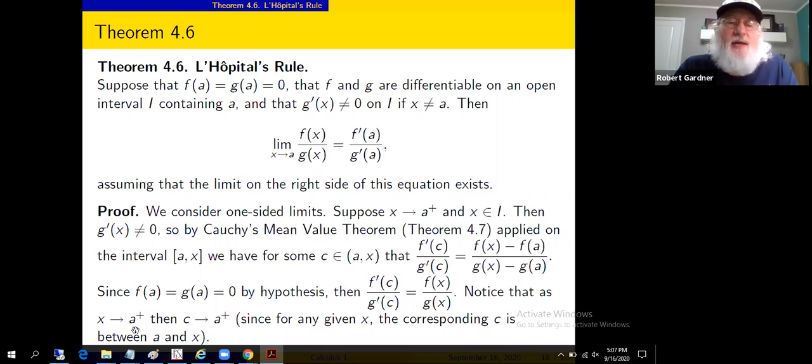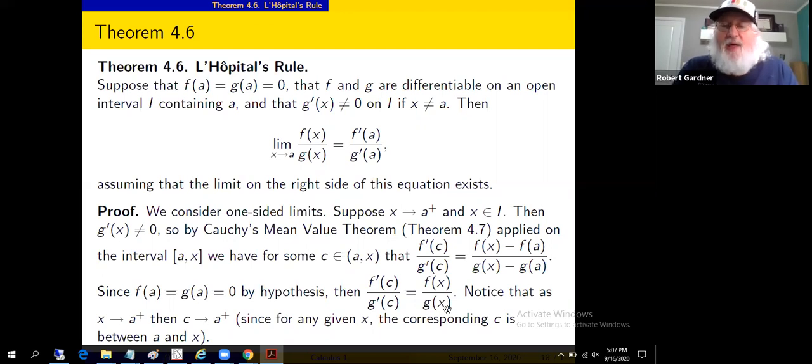When x approaches a, c has to approach a, because c is stuck between x and a. And all of this is happening on the right-hand side. We'll just flip this interval and have limits from the negative side when we consider the limit from the negative side. So if we take a limit as x approaches a from the positive side, that's equivalent to taking a limit as c approaches a from the positive side because of the relationship between a, x, and c.